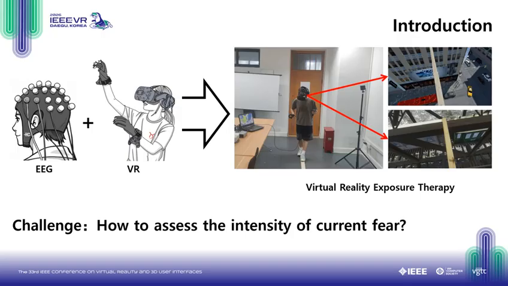But traditional self-reports and behavioral observations are subjective and context-dependent. EEG-based neural decoding offers objective, millisecond resolution quantification of fear intensity, enabling dynamic adjustment of exposure levels. Therefore, combining EEG with VR can improve acrophobia exposure therapy, making accurate real-time fear assessment essential.